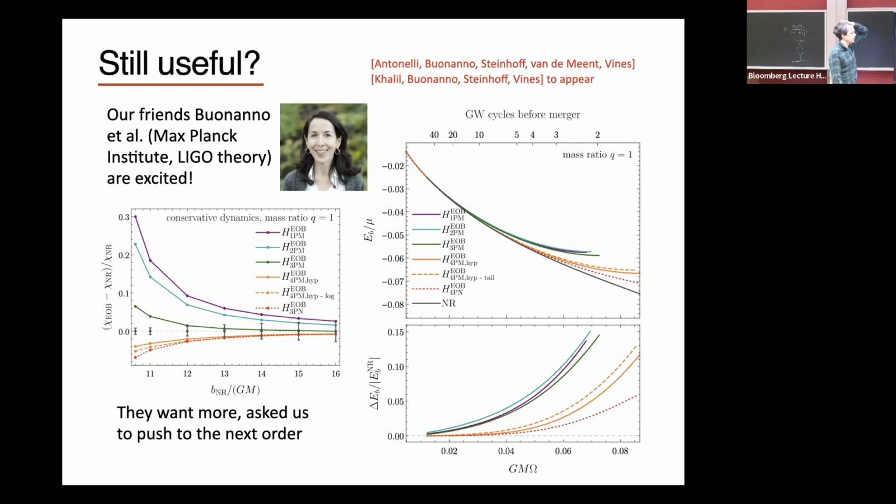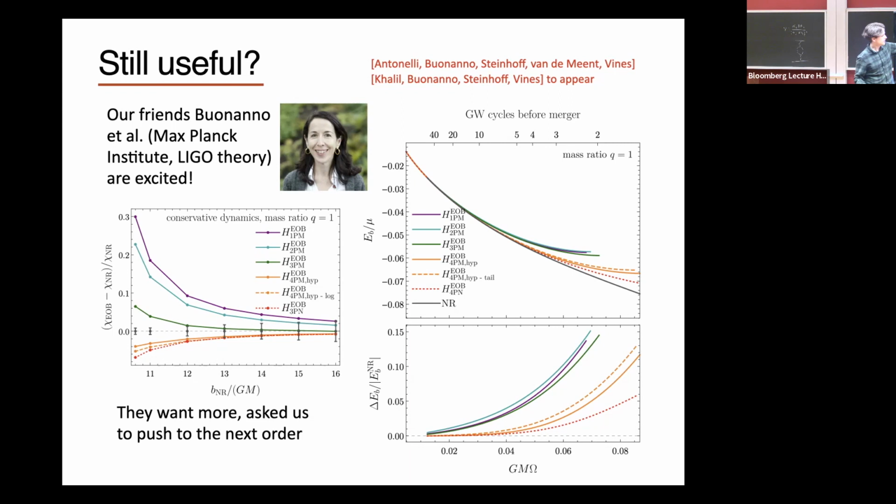And the different colors are just different terms using different Hamiltonians with more and more accuracy. So you can see that the latest Hamiltonian, which is at 4 PM, is still converging. It's getting much closer to this. So that's for the scattering angle. Of course, scattering is not what we're interested in for LIGO. We're interested in the bound problem, so the binding energy, the same thing happens.